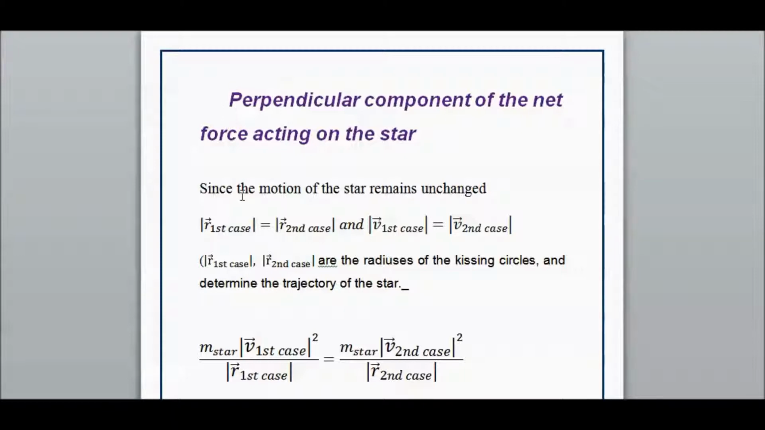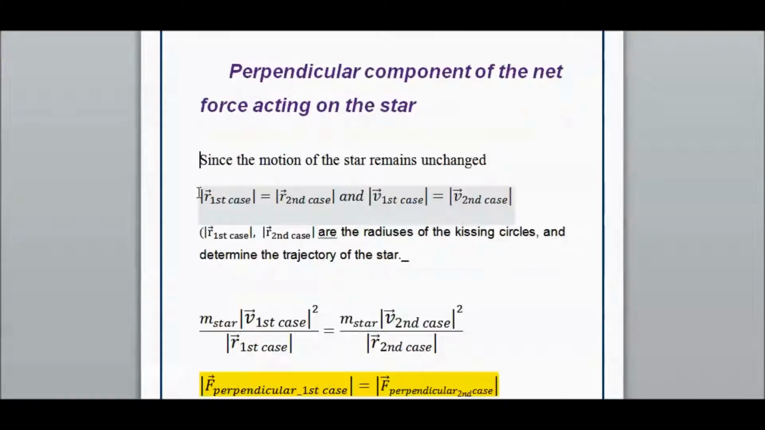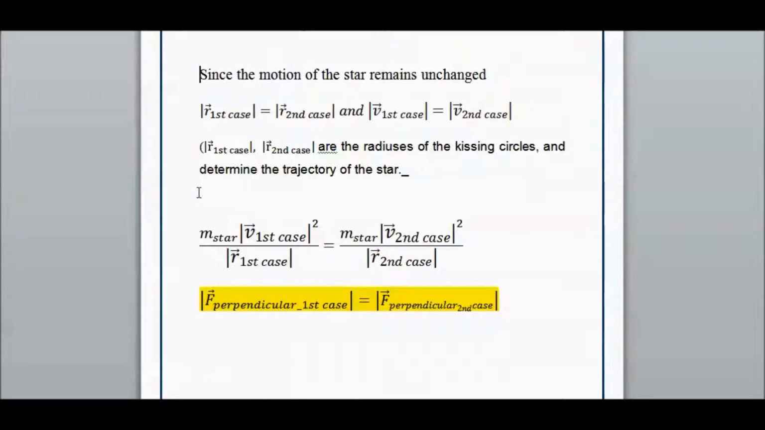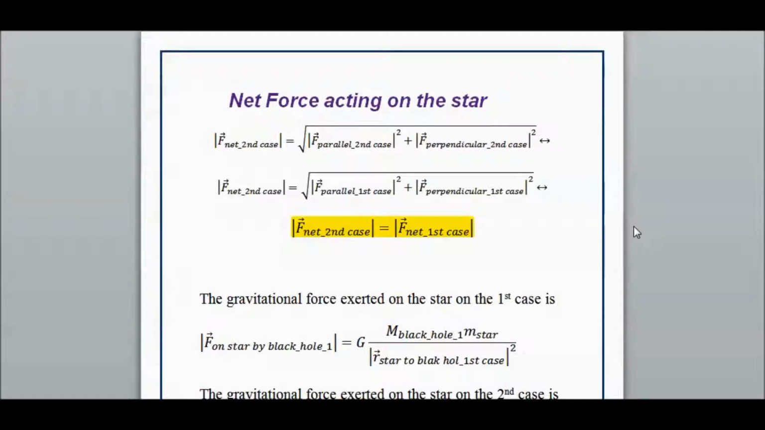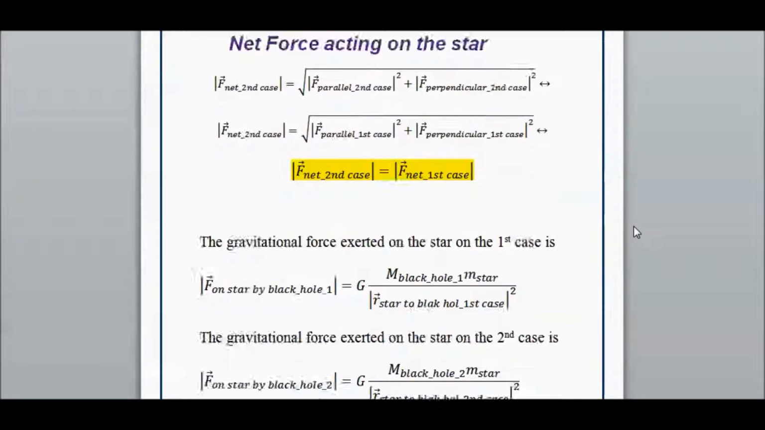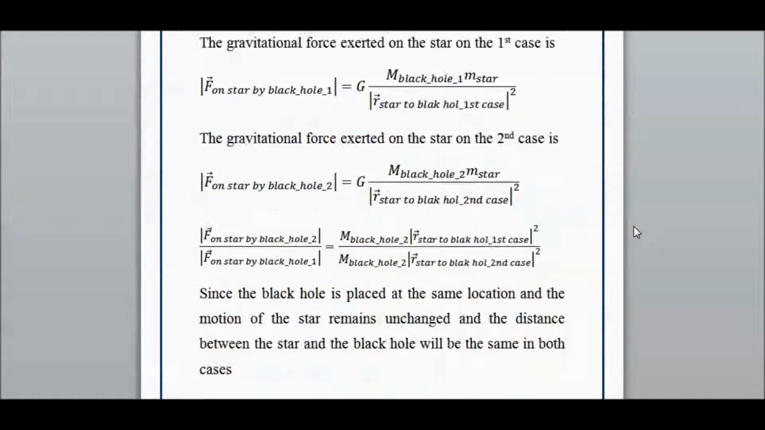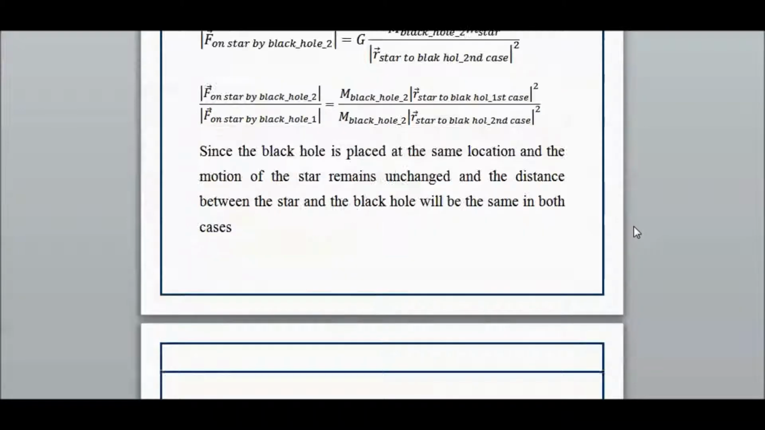Since the motion of the star remains unchanged, the trajectory and the velocity of the star remain unchanged too, and the perpendicular components of the net force acting on the star are the same in both cases. Since their components are equal, the net forces will be equal too. The magnitude of the gravitational forces in the two cases are as shown. The distance between the black hole and the star is the same in both cases.